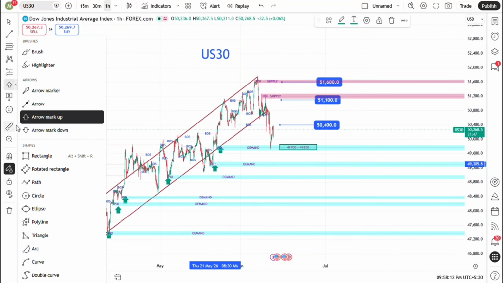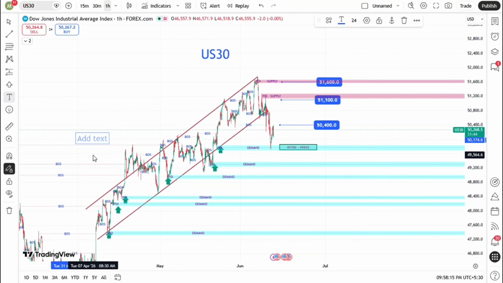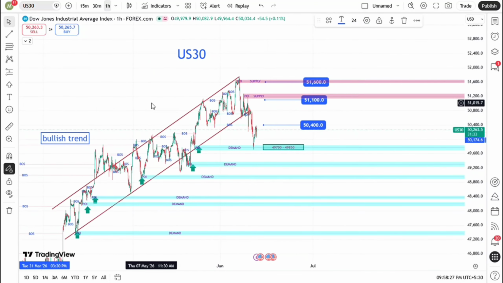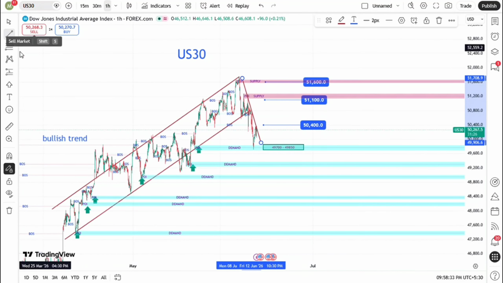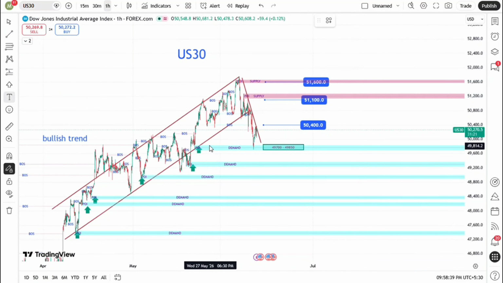This area shows signs of strong institutional defense. Our focus is on this entry zone between 49,700 and 49,850. We are waiting for mitigation here. Once price action confirms a lower timeframe shift, we can expect the upward move to start toward major internal liquidity pools. Our invalidation level is strictly set at 49,450.